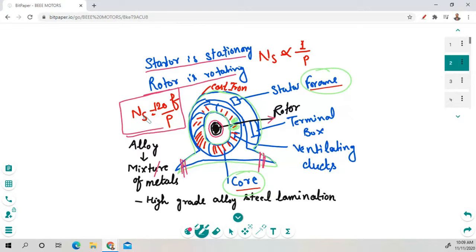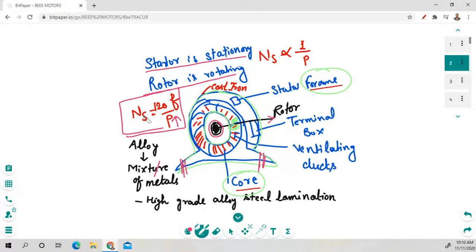When you increase the number of poles, then what happens? Will speed increase or decrease? Write in the chat box. If you increase the number of poles, then what happens? Decrease. Yes. When the number of poles is less, then speed is more. When the number of poles is more, then speed is less.